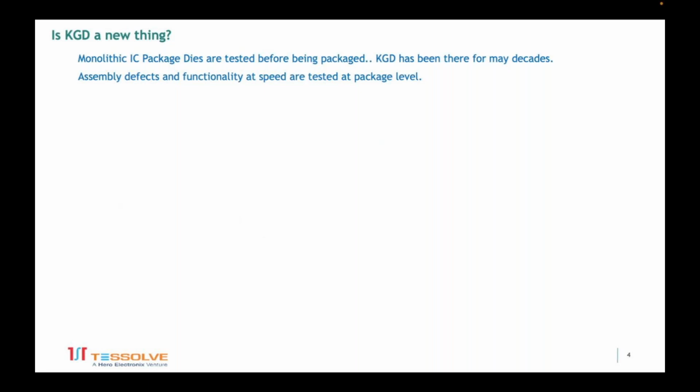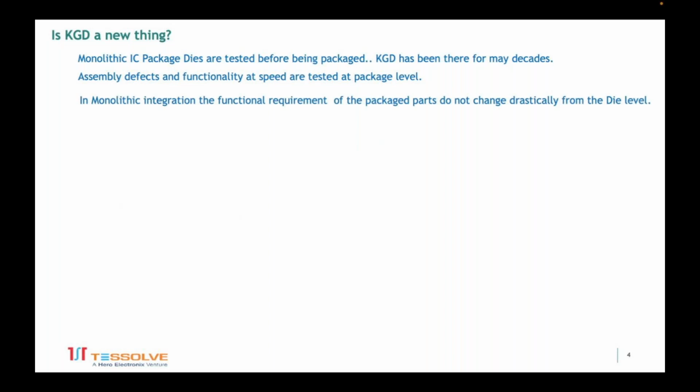The only exception is in old technology, where they know for sure because of the process maturity, they may do some blind assembly, but generally we test the die, at least to a certain extent. Then after assembly we do a more detailed test, because eventually we need to test against the published specification, including to capture assembly defects. Also, in monolithic integration, the functional requirement of the packaged die does not change drastically from the die level. The die you tested at wafer level is what is going to go into the package, so the functionality doesn't vary that much.